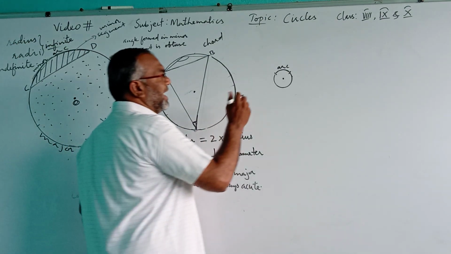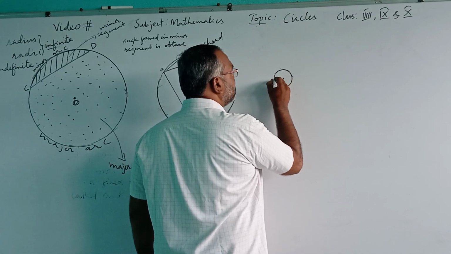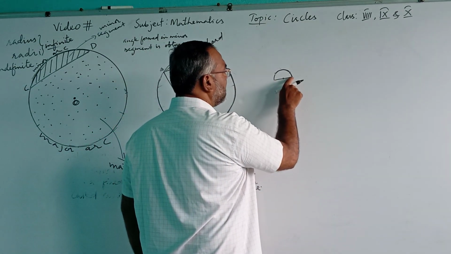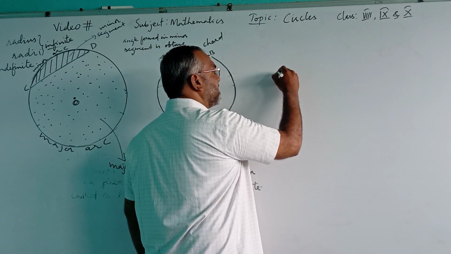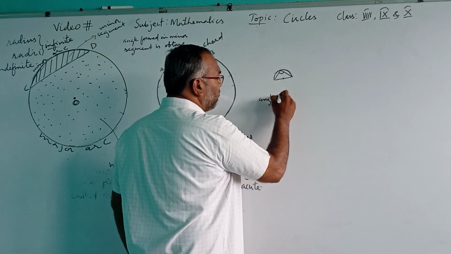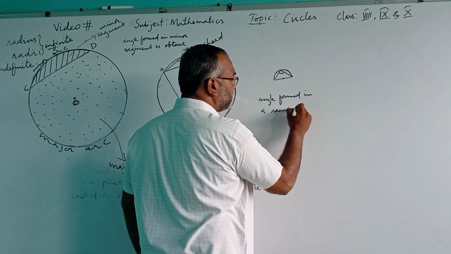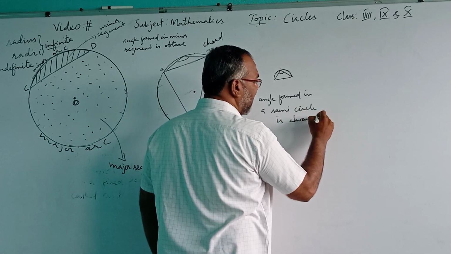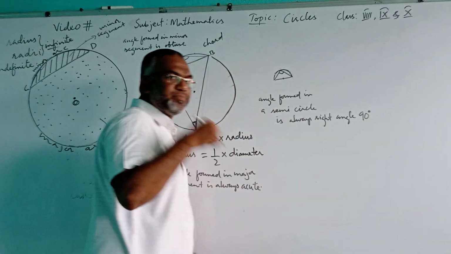What if an angle is formed in a semicircle? Semicircle, the word itself says semicircle. A semicircle is half the circle, right? Half the circle. What if an angle is drawn here? This angle will definitely be equal to 90 degrees. The angle formed in a semicircle is always a right angle. Right angle, that means 90 degrees. Right?